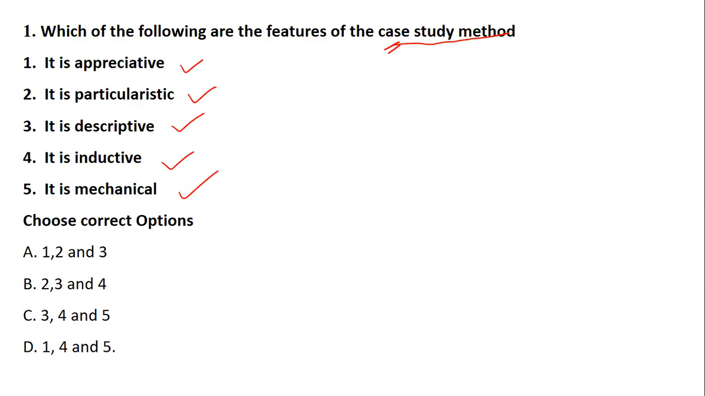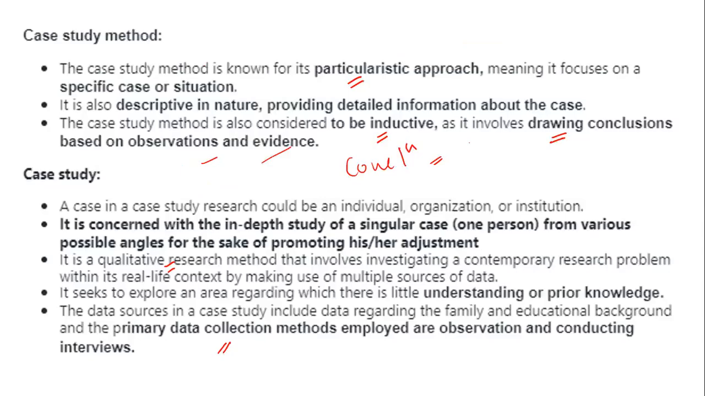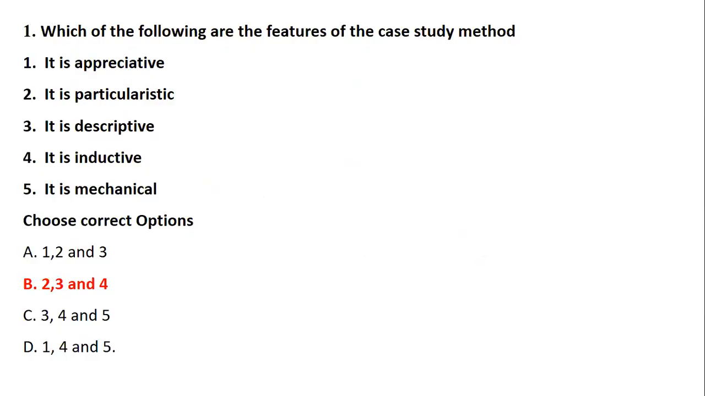So as I said, it is appreciative, it is particularistic, it is descriptive, it is inductive, it is mechanical. Two options right now we are done with. If you have understood the question very well from the explanation, it will be easier. Still, let's see the answer. As we know that it is particularistic and inductive, option number 2 and option number 4 by default should be there in that option. And which is that option? It is option number 2, that is B.